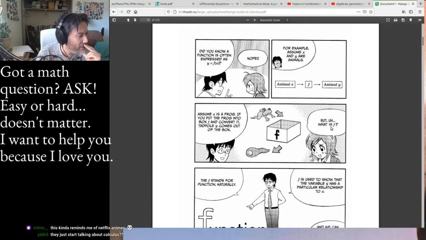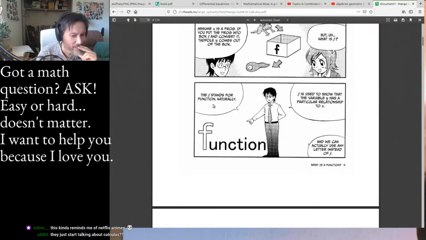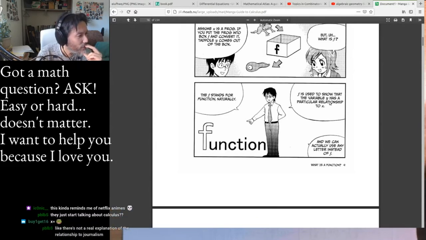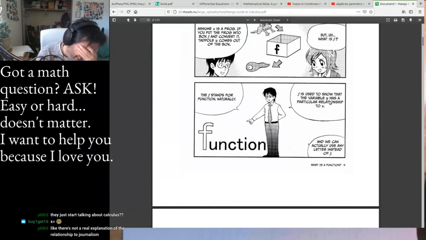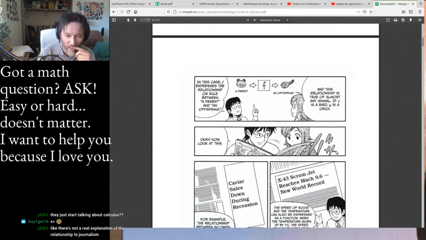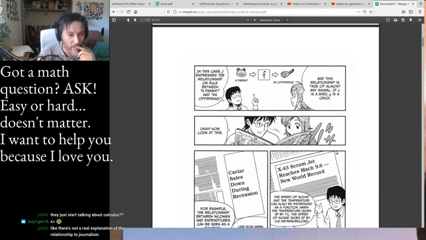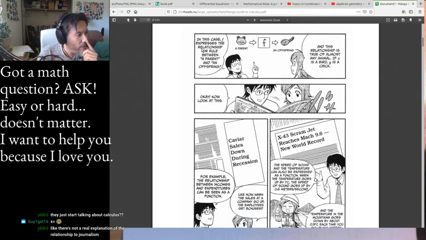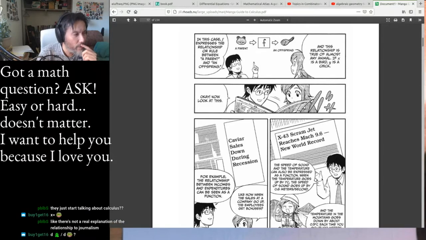But what is f? F stands for function, naturally. F is used to show that the variable y has a particular relationship to x, and we can actually use any letter instead of f. Assume x equals frog. In this case, f expresses the relationship or rule between a parent and an offspring.